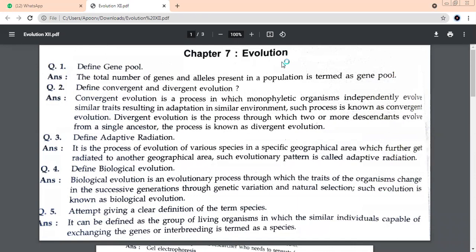Which chapter did we complete yesterday? Evolution. Discussing some important questions of evolution. Just read the first, second, and third questions. Quickly, let me discuss with you.